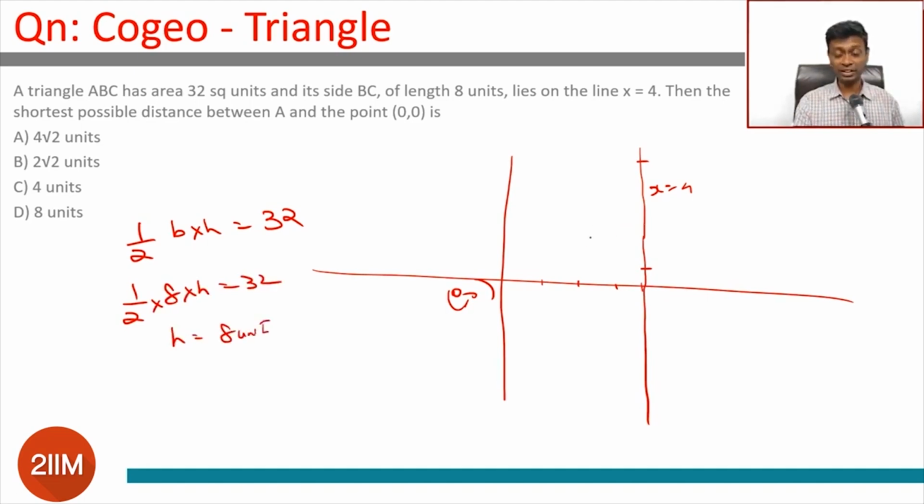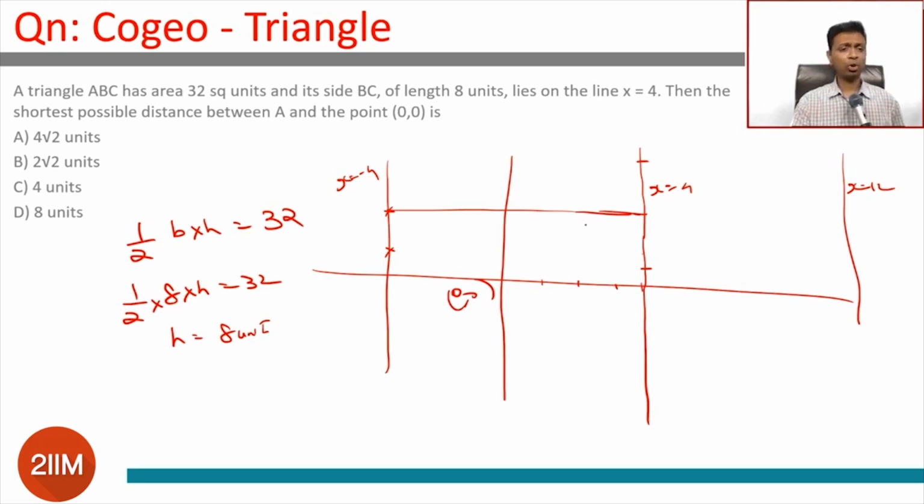Remember, this is vertical distance. So if A were placed at a distance of 8 units from this line, means either at the point x equal to 12 somewhere here, or on the line x equal to -4. Anywhere here, BC can be anywhere and A can be anywhere here. From A to BC, the distance would measure 8.